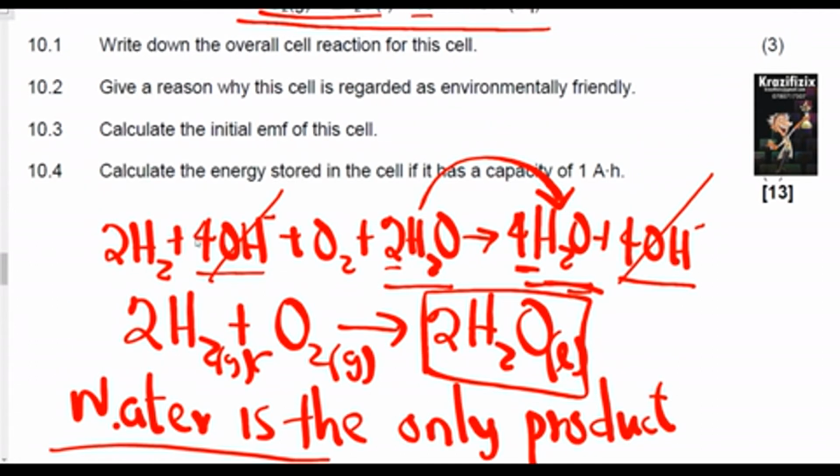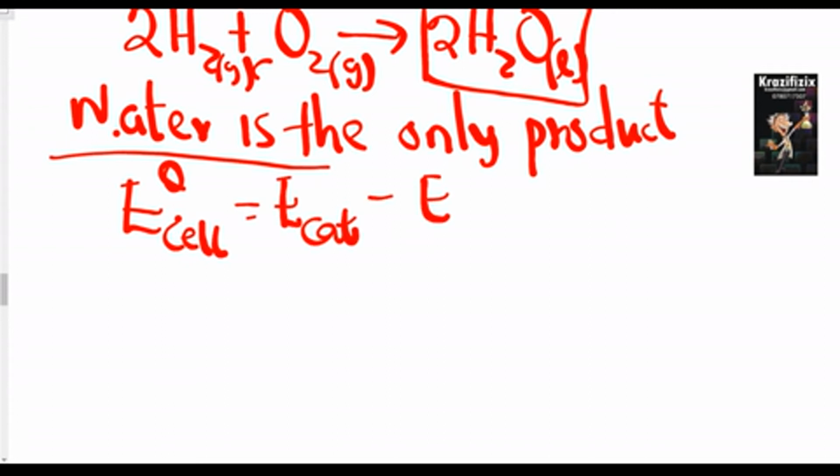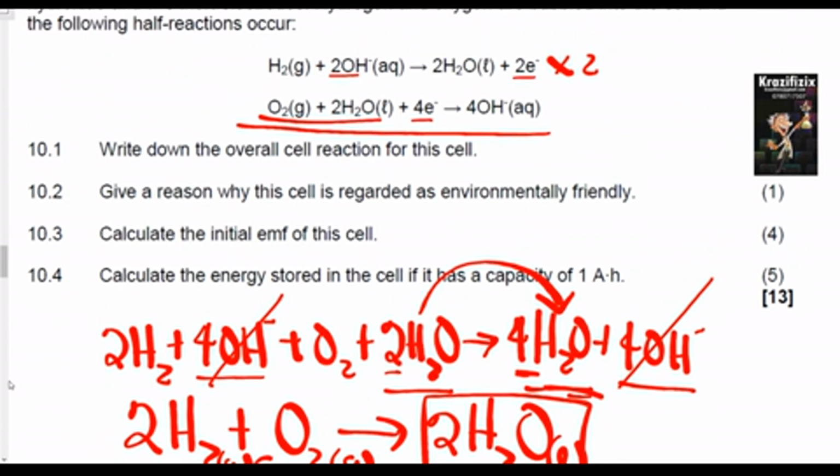Okay, calculate the initial EMF of the cell. Again, it is E cell equals E cathode minus E anode. Now the question is, what is going to be our anode and what is our cathode? Let's look at it carefully. Let's go back. Which one is our cathode? Oxidation is the loss. So this is oxidation and that is reduction.